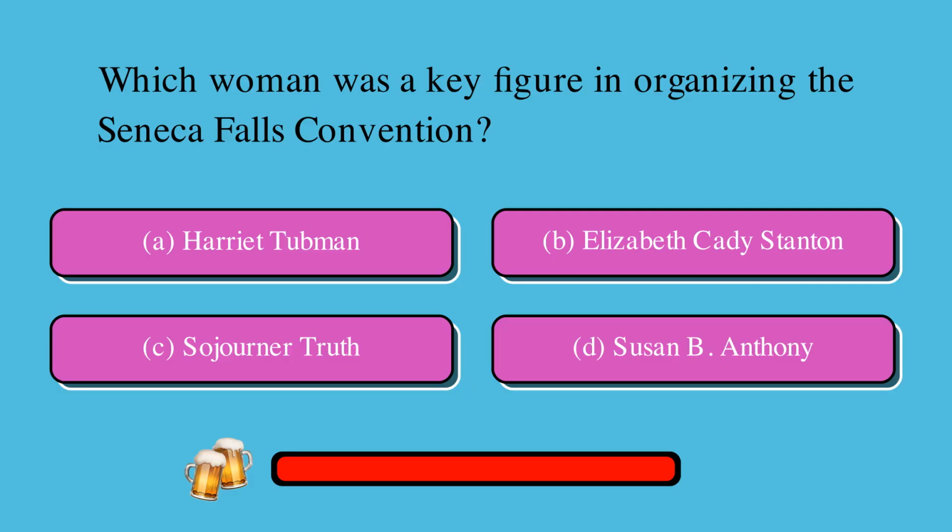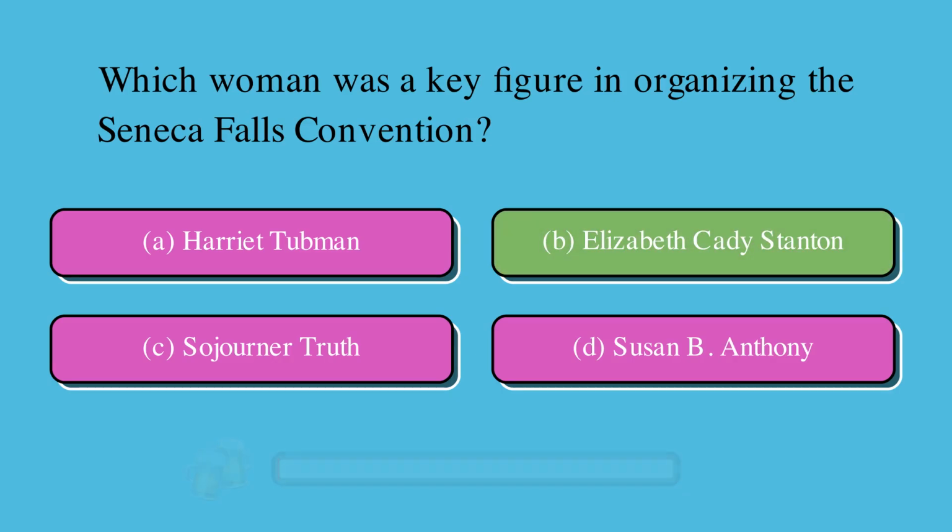Which woman was a key figure in organizing the Seneca Falls Convention? Is it A. Harriet Tubman, B. Elizabeth Cady Stanton, C. Sojourner Truth, or D. Susan B. Anthony? The correct answer is B. Elizabeth Cady Stanton.